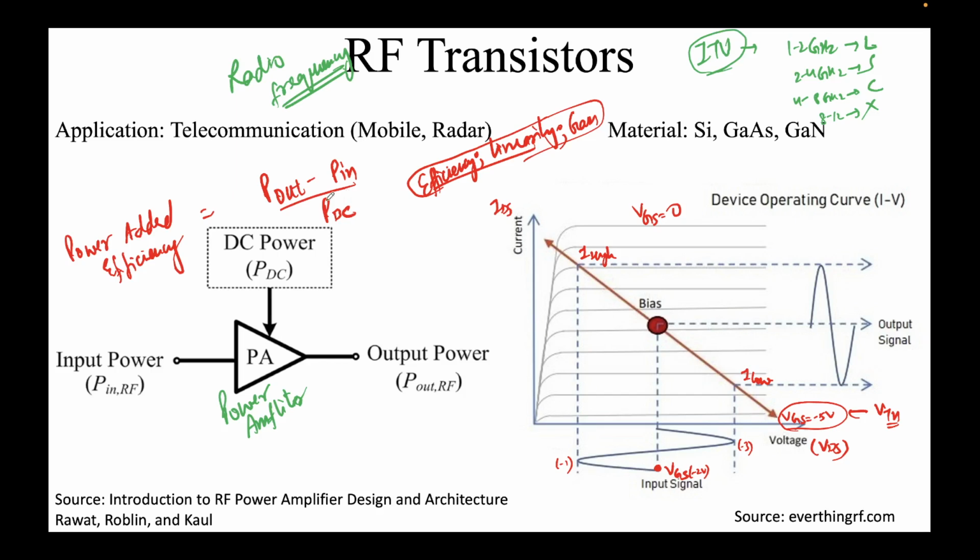P out minus P in, that is the power you are adding, that is the gain that you are getting, over P DC. So essentially how efficient it is. If you are gaining, let's say, 80 units by supplying 100 units of power, very good efficiency. If you are getting a gain of 1 unit of power by supplying 100 units of DC power, it's not efficient.